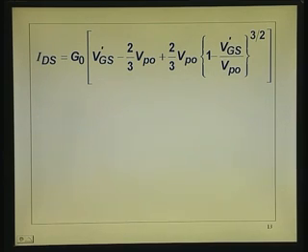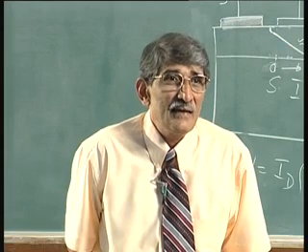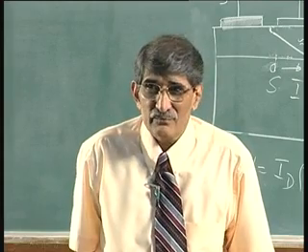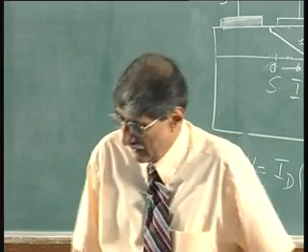When V_GS' is small compared to V_P0, I can use binomial expansion for this. Now, if you use binomial expansion once only, 1 minus x to the power n is equal to 1 minus n x. If you just use that, you see you get 0, everything will cancel out. So I will use the second term also, that is 1 minus n x plus n(n-1) x squared by 2 factorial.